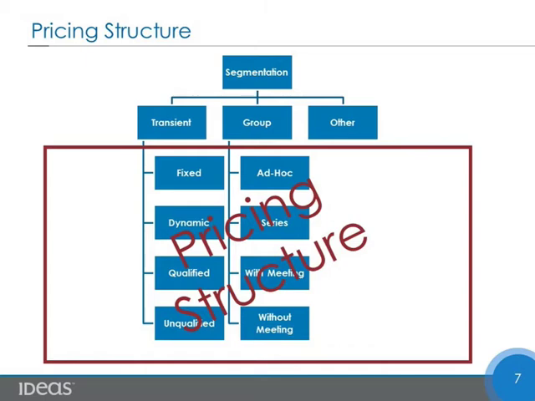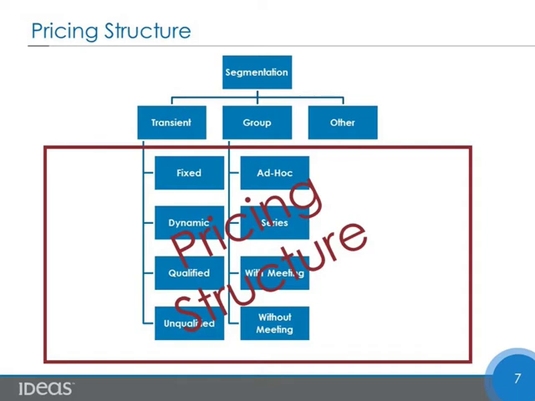So if you have listened to the previous webinar about market segmentation and have already built up your own market segmentation structure, now you have to come up with a way to price those market segments. Therefore, your pricing structure will often follow the market segmentation structure that you have created.